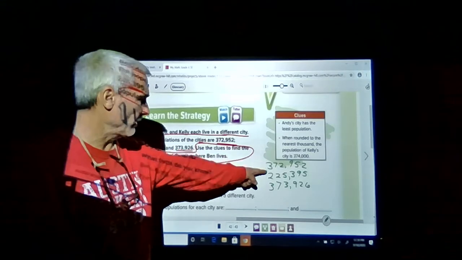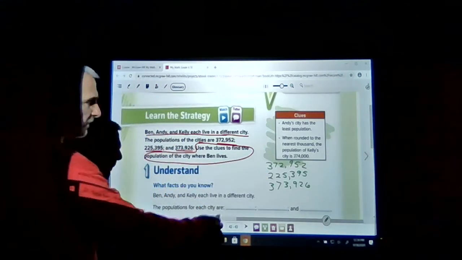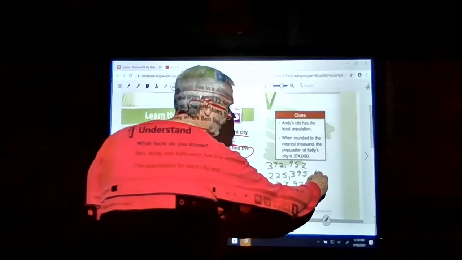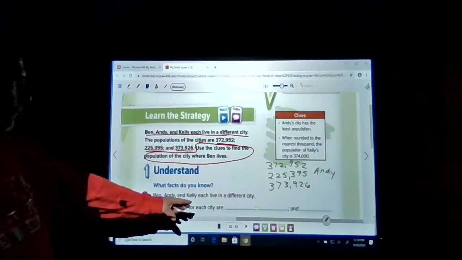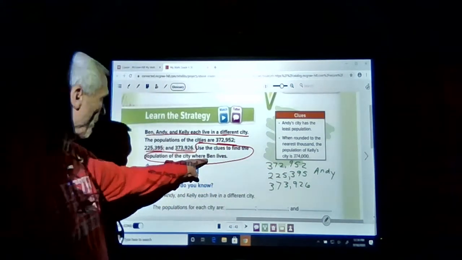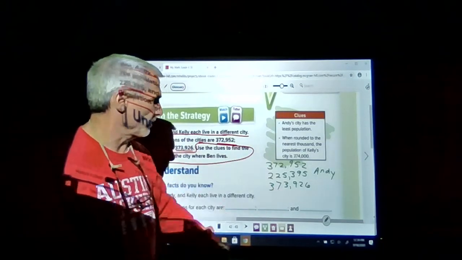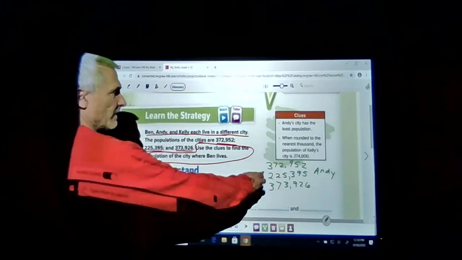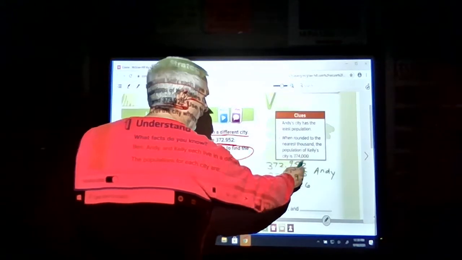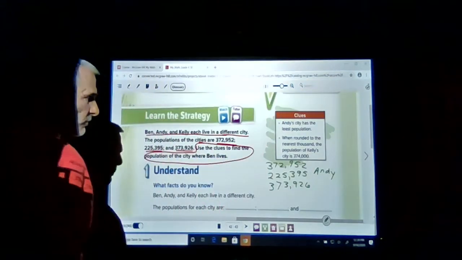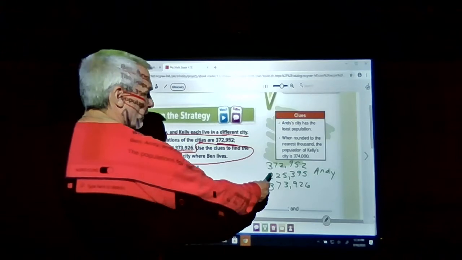Which one is the least? We look at the front digit, a 3, a 2, and a 3, and the 100,000s. Here's the least. That's Andy. That one's gone. So Ben is one of these two. 372,000, 373,000. It says when rounded to the nearest 1,000, the population of Kelly is this. So we'll have to maybe round both of them to the 1,000.